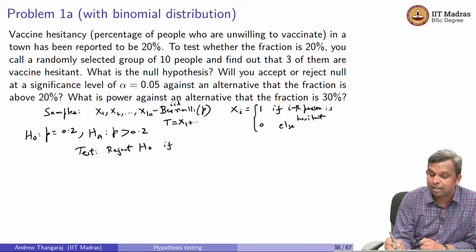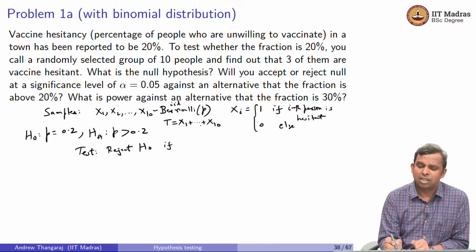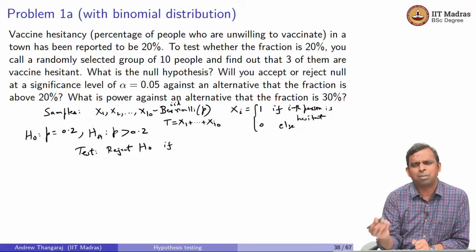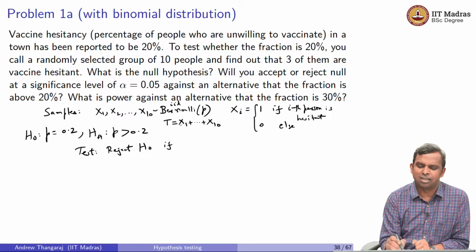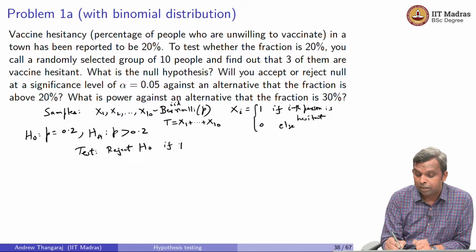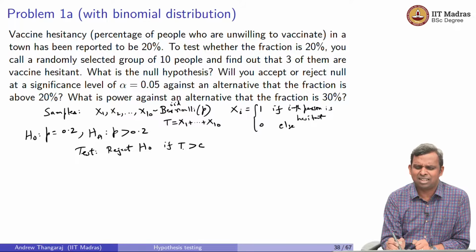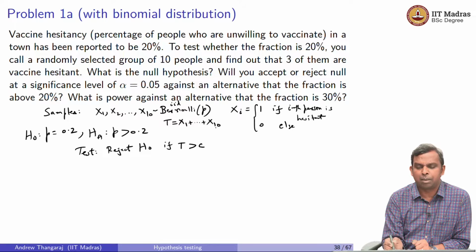I'll write T as X1 plus up to X10, without dividing by 10. Since I'm dealing with binomial distribution, small numbers, it's better to use T instead of T by 10. When you go to large numbers, we'll divide by n. But in this case, T itself is pretty reasonable. It's good to work with T because these are all whole numbers. So let's do with T. We'll say if T is greater than c, I will reject. This is a fine enough test statistic. It's sort of related to the sample mean in some sense.